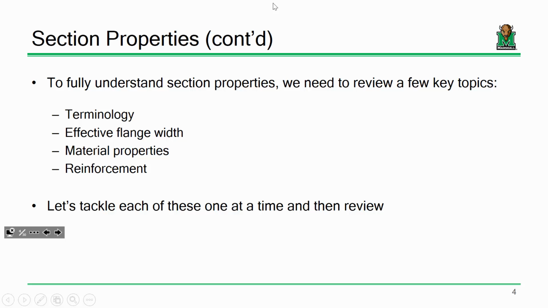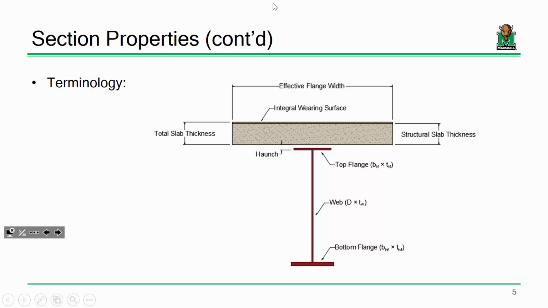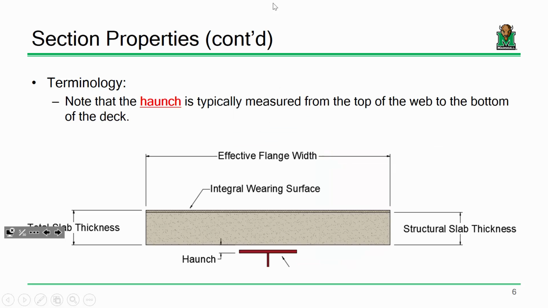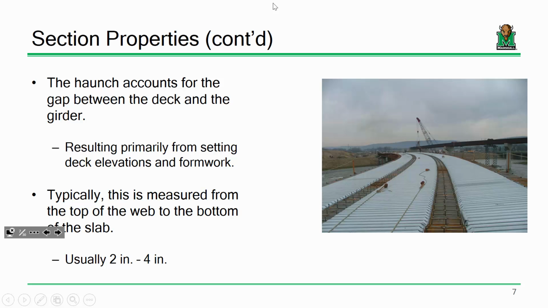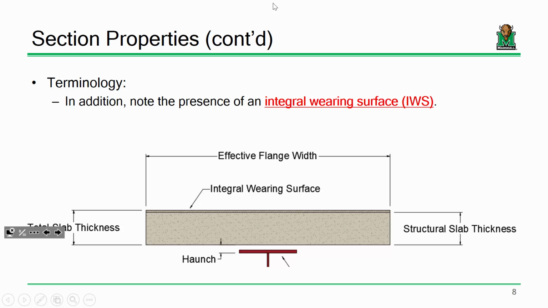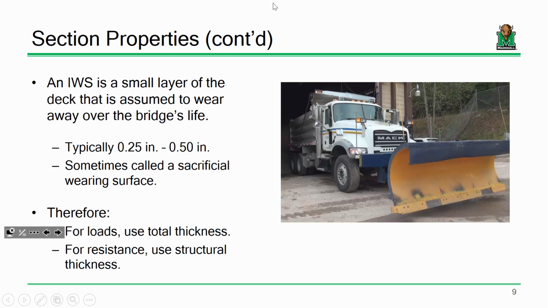Then we spent a little time on terminology, making sure we all understood what the top flange, bottom flange, and web were, what I meant by the haunch, and what I meant by an integral or a sacrificial wearing surface. We defined specifically what the haunch is and why it exists, typically because of formwork and setting deck elevations. We looked at the integral wearing surface. We assumed a small layer of concrete on top of the deck is inefficient, because over time it wears away, and just general wear and tear means we assume some of that goes away.